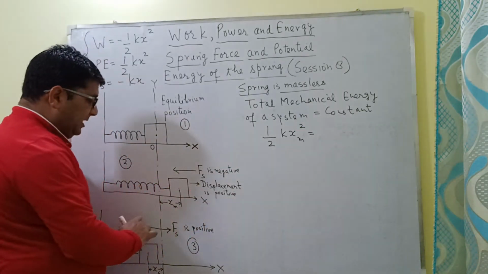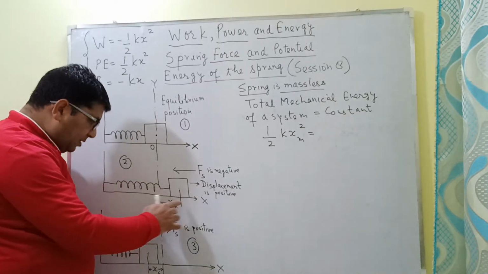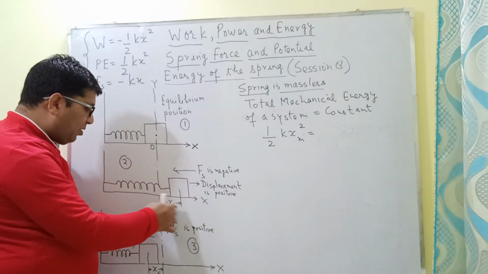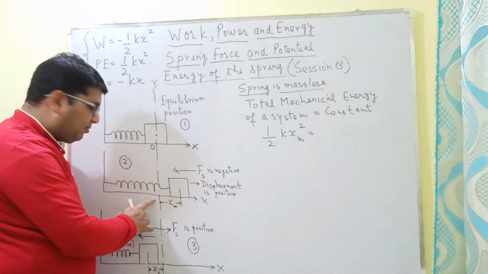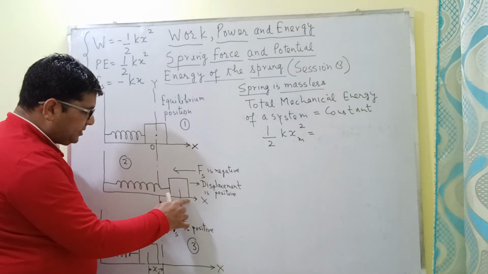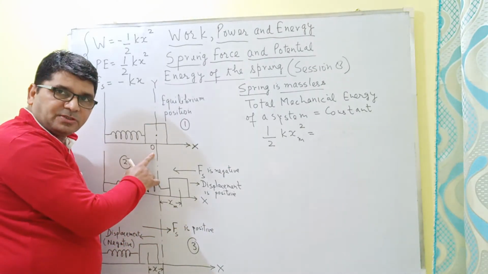Now when it is released from this position, the spring force will try to bring this block back to its equilibrium position, and this block will attain the maximum velocity when it has reached the equilibrium position.